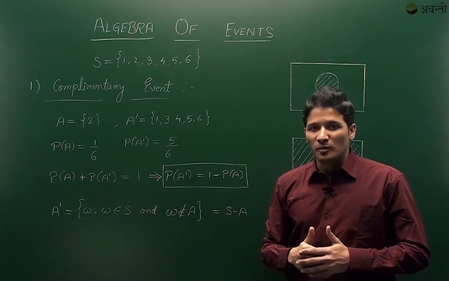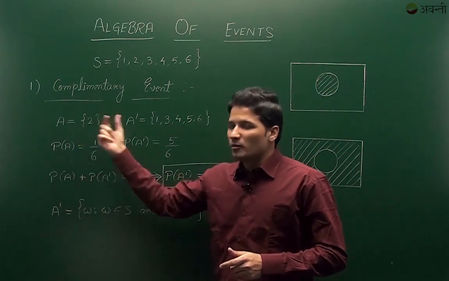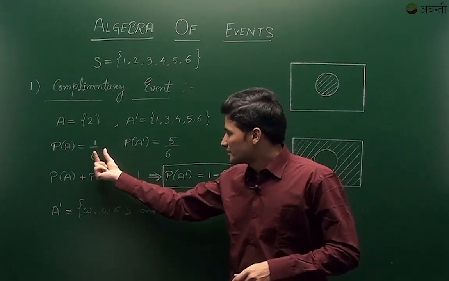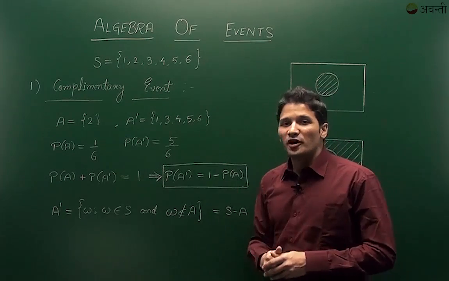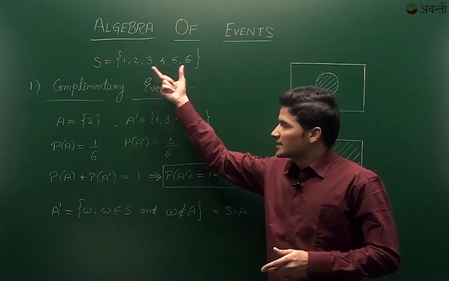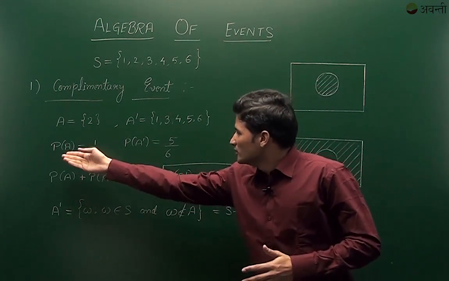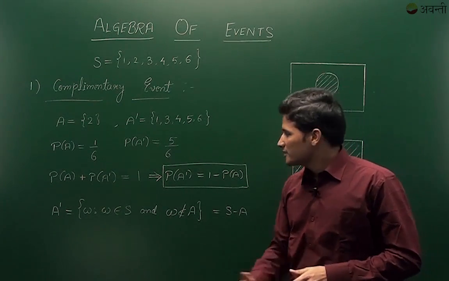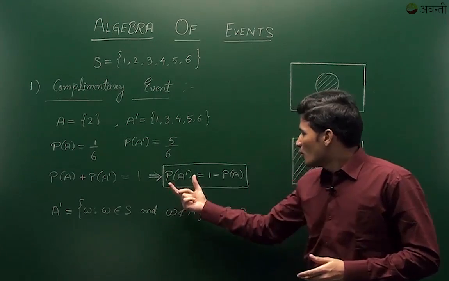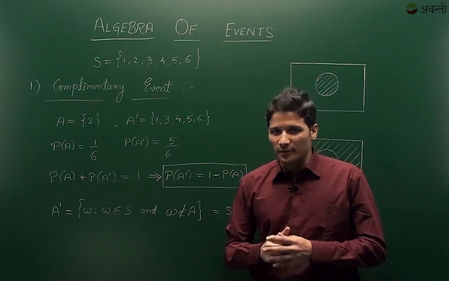So this is our complementary event. And if we have to find the probabilities of each of these events, then probability of A will be number of elements in set A upon number of elements in sample space, which equals 1 by 6 in this case. And the probability of A prime will be number of elements in set A prime upon number of elements in set S, which is 5 by 6. Now, if we add both these probabilities, the sum we get is 1. And from here we can observe that probability of A prime is 1 minus probability of A, or probability of A is 1 minus probability of A prime.